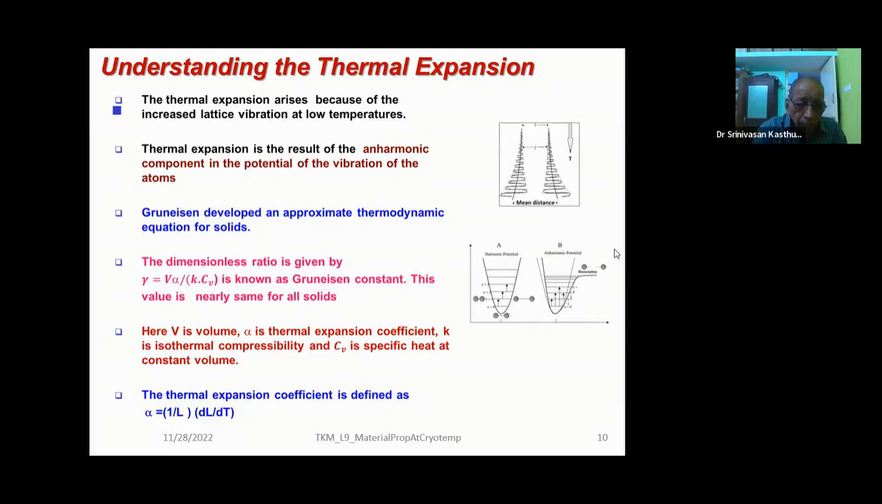Since this value is constant for all solids, you can estimate, for example, what sort of thermal expansion to expect from one solid to another. If you know a couple of parameters, then you can determine the other parameters, right? Now, how do we define the thermal expansion coefficient? It is defined as the change in length per unit degree change in temperature, relative to the original length. That is dL by dT divided by the total length L. That is the so-called thermal expansion coefficient.